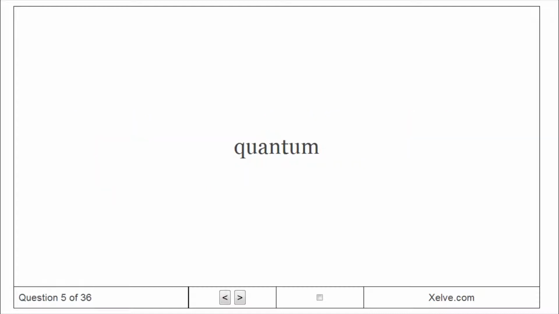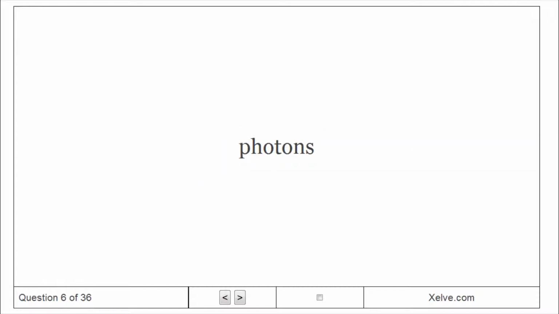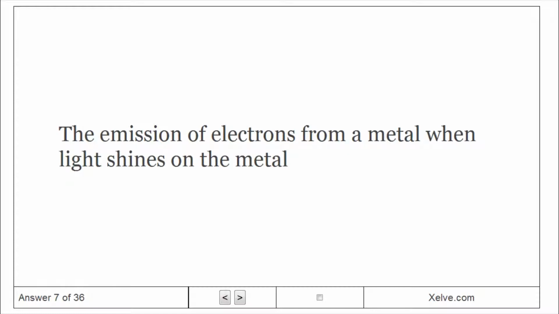Quantum. The minimum quantity of energy that can be gained or lost by an atom. Photons. Particles of light. Photoelectric effect. The emission of electrons from a metal when light shines on the metal.